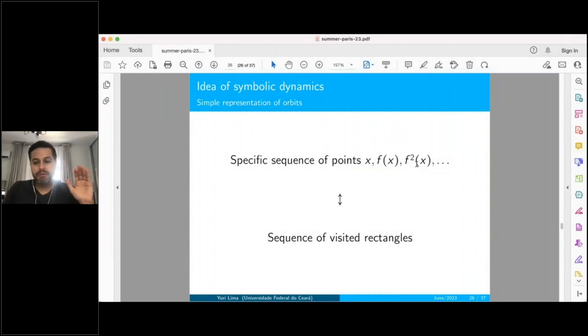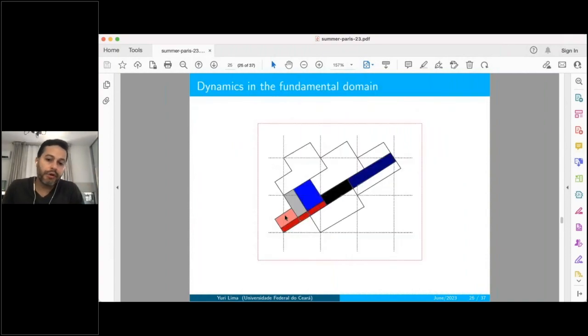Let us try to represent the trajectories just saying what are the rectangles that these points are visiting. So for instance, imagine that you have a point in the pink, that after one iteration is in the gray, after two iterations in the pink, after three iterations is in the blue. So the idea of symbolic dynamics is trying to describe this trajectory just saying what is the sequence of rectangles that the trajectory is visiting.